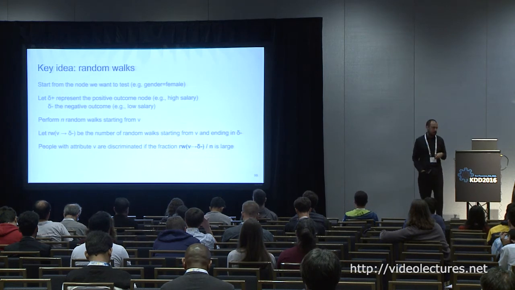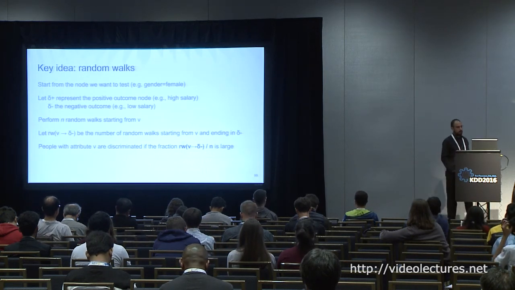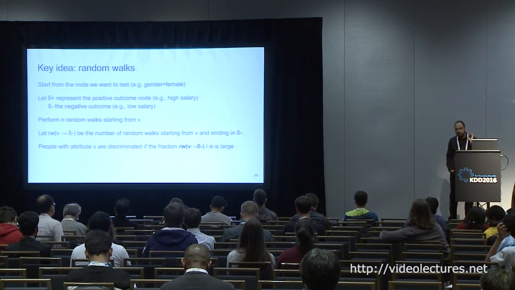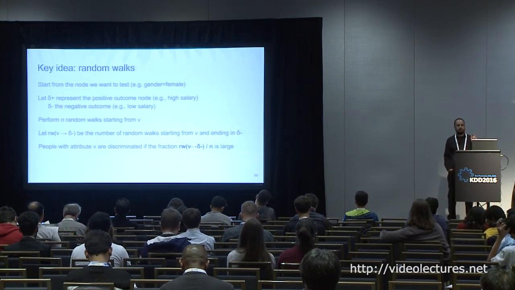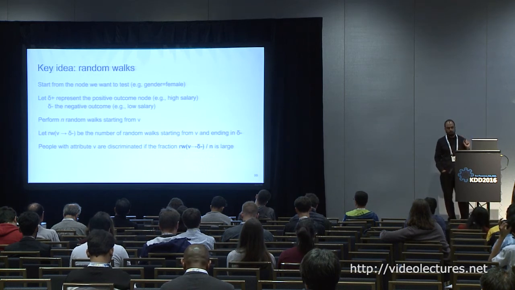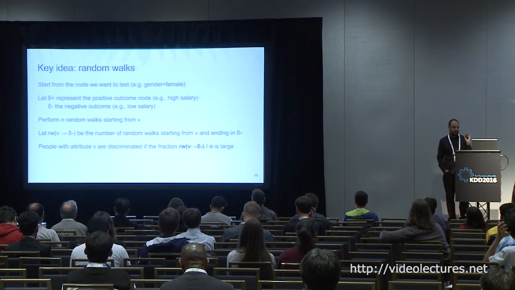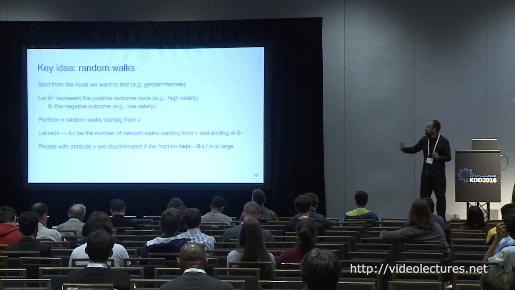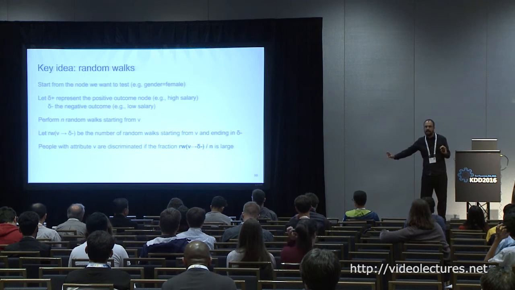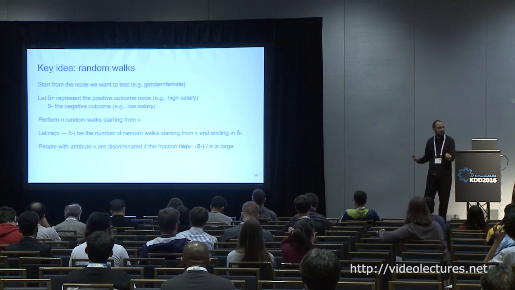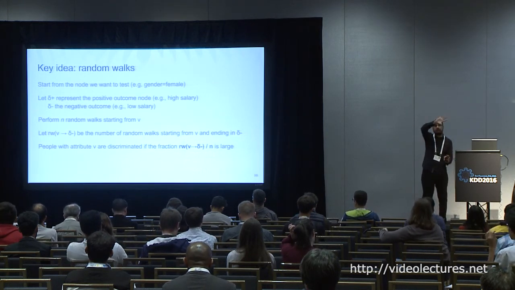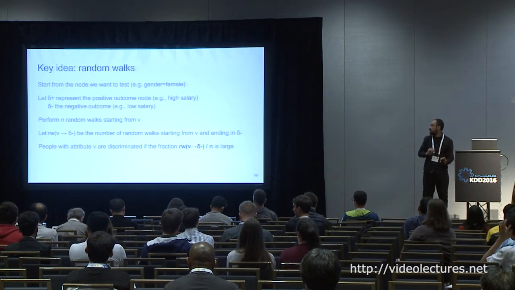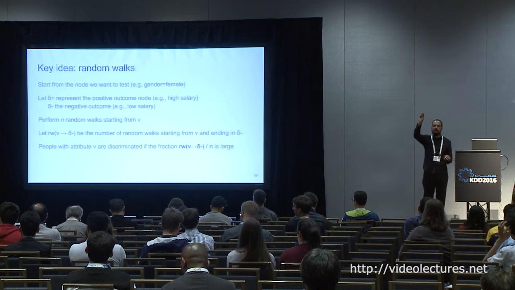And the key idea used in this paper to find out whether some particular group having a certain attribute value is being discriminated is random walks. We're going to have these two nodes. One node is going to represent the positive outcome, for instance, having a high salary. The other node is going to be the negative outcome, having a low salary, and you have all these possible reasons for the decision. And what we're going to do is start a random walk from a particular node.